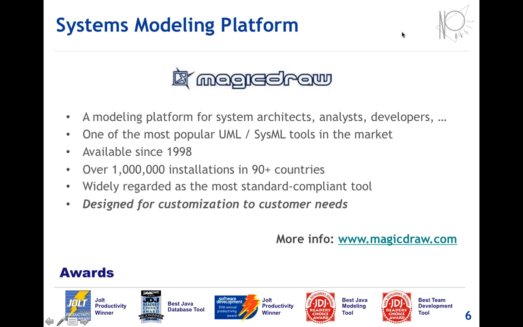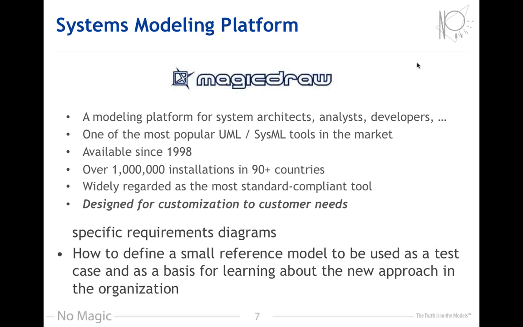So what we will do, we will go through a small example on how to tailor SysML to support your specific needs, specific methodology needs. And we will be doing this using MagicDraw. In fact, we will be using a specific tailored version of MagicDraw, which is called Cameo Systems Modeler, which is a modeling platform for systems architects, analysts, developers, quality engineers, and other people involved in system engineering.